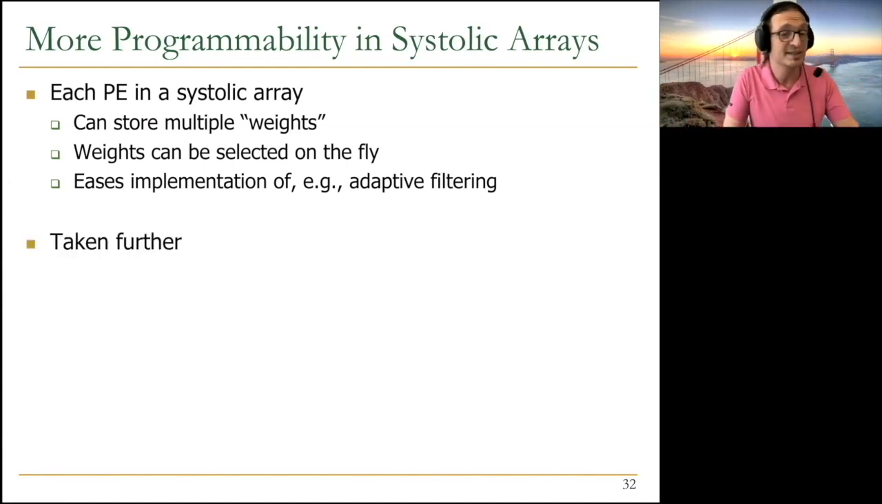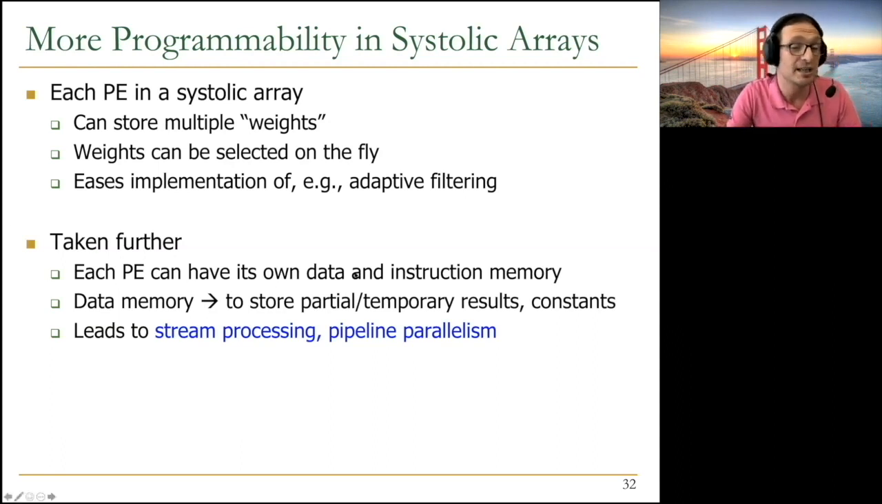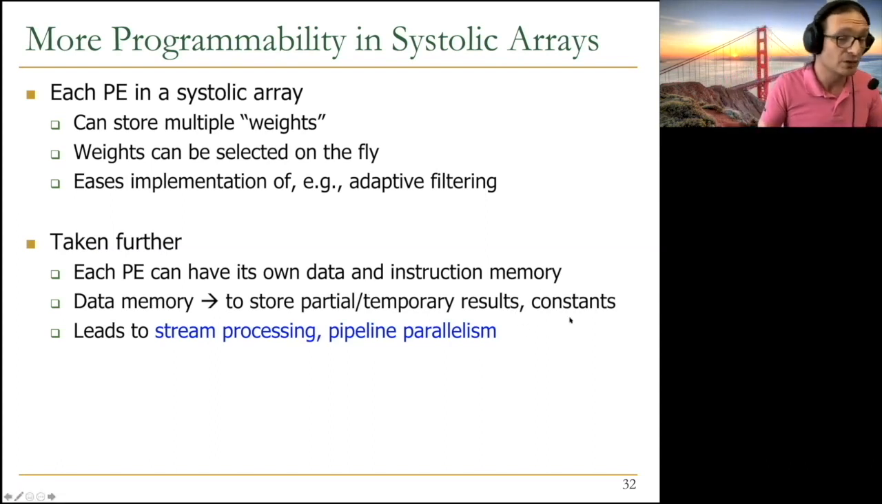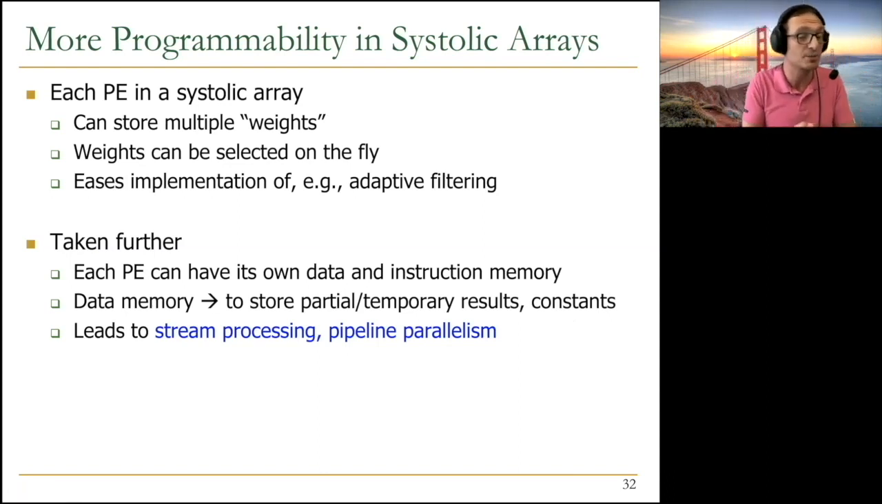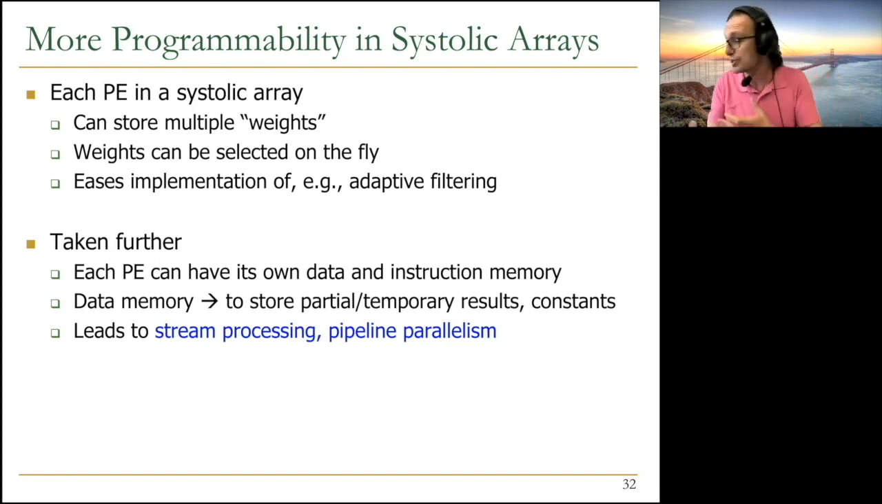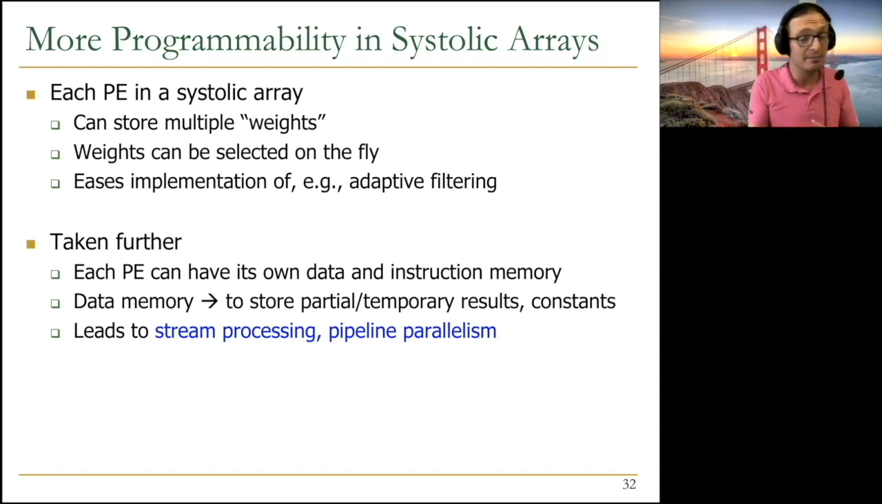And taken further, this idea leads to each processing element possibly having its own data and instruction memory as well, so that they can store intermediate results, partial results, constants, for example. That would be very useful. And instruction memory, so that you can do some general purpose processing as opposed to being limited to really fixed function processing, right? And this has enabled ideas like stream processing and pipeline parallelism. You stream data into a set of processing elements that are organized in some fashion. Each processing element has a small amount of memory. It still does maximum operations on the data you stream through it, but it uses its instruction memory and data memory to actually maximize its efficiency and programmability.